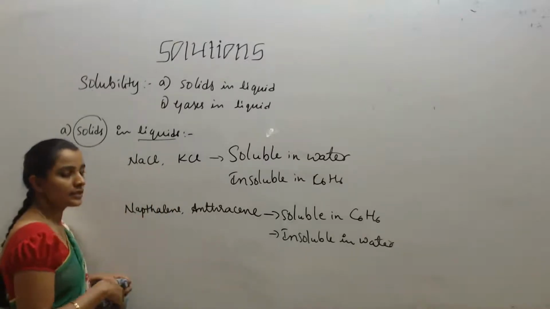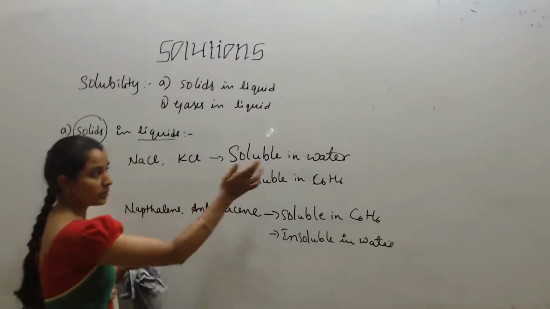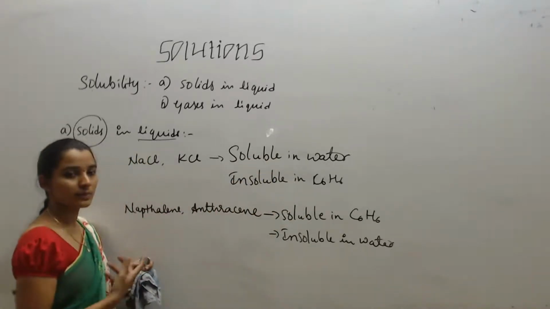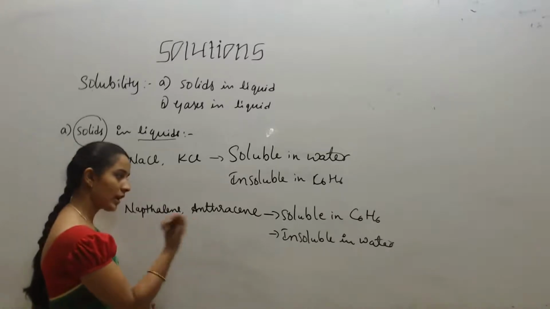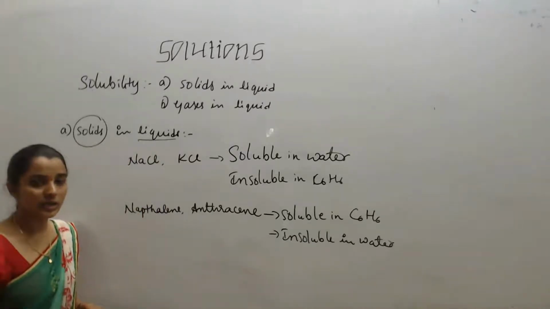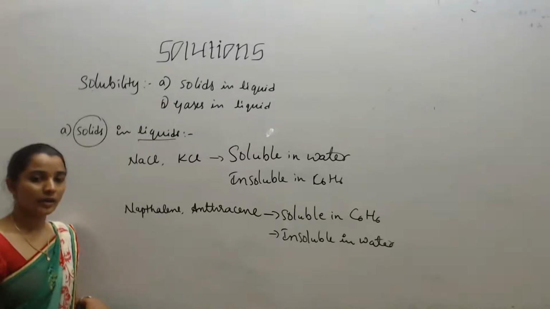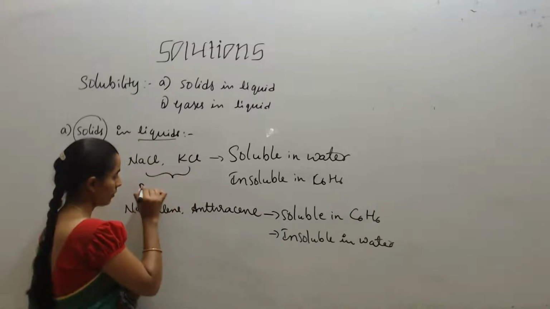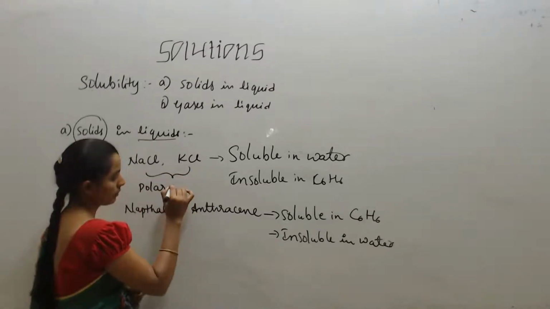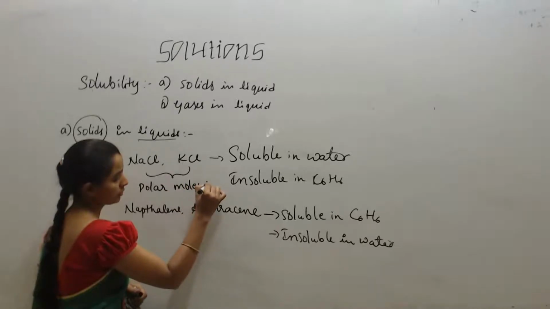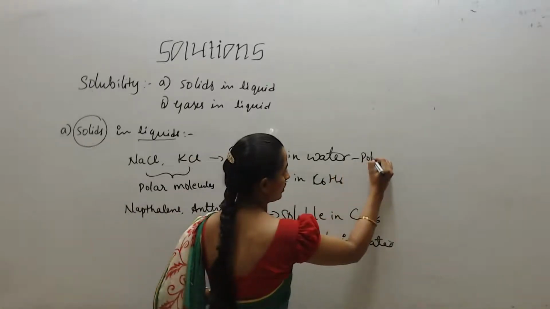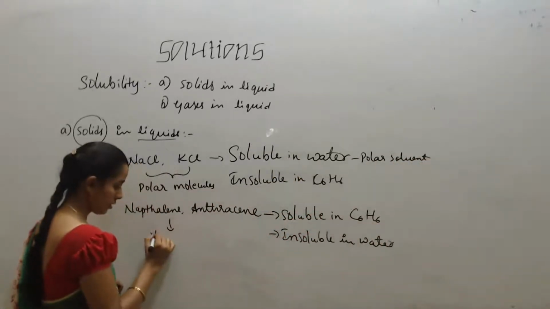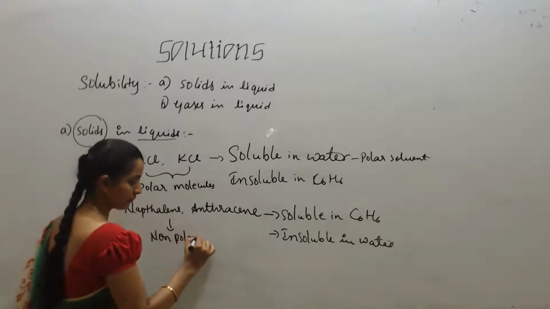And here, this NaCl splits into what? Na plus and Cl minus. This water is also H plus and OH minus. But the benzene cannot be dissociated as plus and minus ions, and this naphthalene and anthracene also cannot be dissociated as plus and minus ions. So here what happens? So these are called as what? Polar molecules. So this is polar solvent. So this is non-polar molecules.